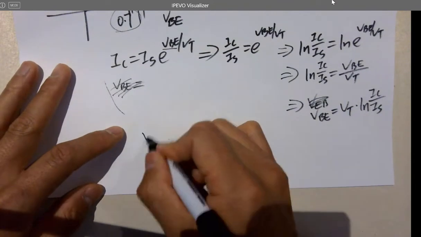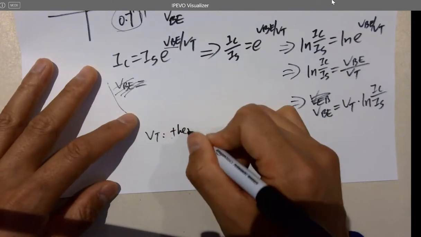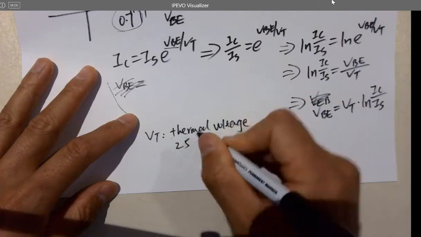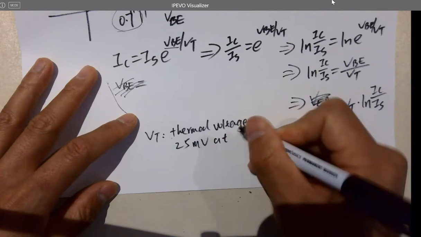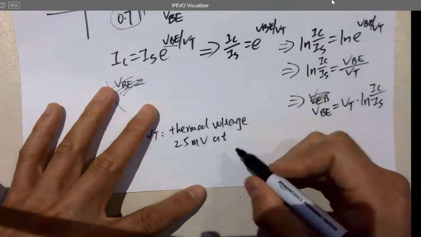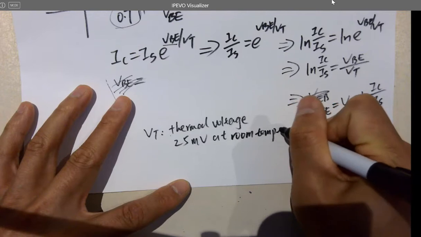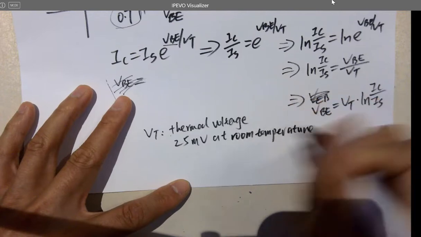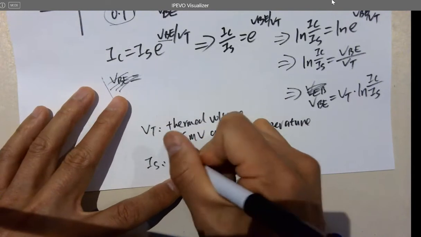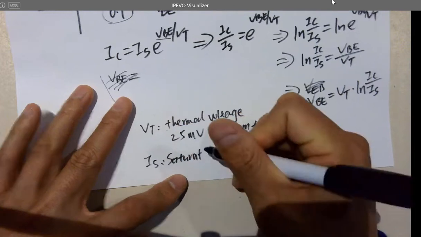So what is VT? The thermal voltage. It's 25 millivolts at room temp. 25 millivolts, I just put it here for now. If I find it's wrong, I'm going to correct it. And IS is called the saturation current. It's a constant as well at a certain temperature.